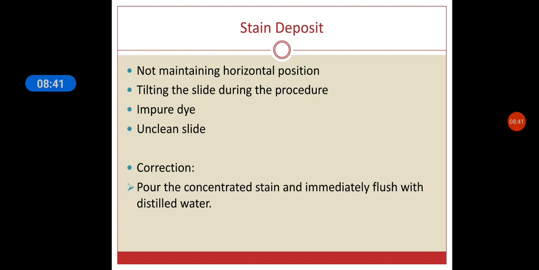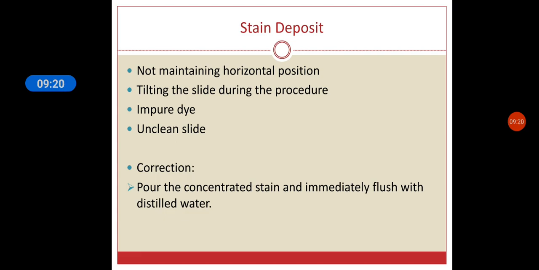Then what will you do when you get stain deposits? It is mainly because you have not maintained the correct position. That is, it should be in the staining rack, right? And it should be in a horizontal position, not vertically placed. Then you might have tilted the slide during the procedure, or again the dye can be impure, or it could be an unclean slide. So how will you correct all these things? To correct the stain deposits, you have to pour concentrated solution and immediately clean the slide, or immediately flush the slide with distilled water.